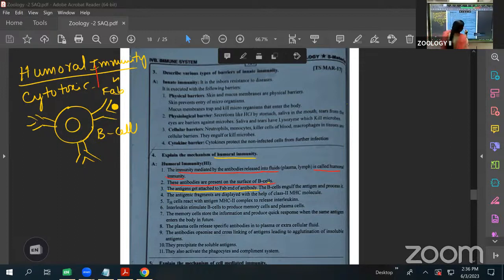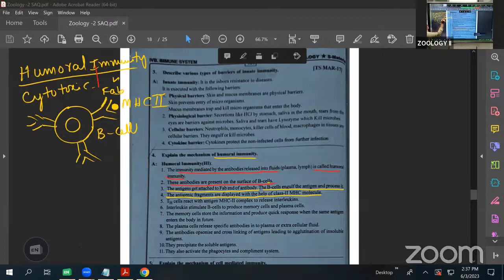The B cells engulf the antigen and they get processed here. Next, the antigenic fragments are displayed with the help of the MHC2, the major histocompatibility complex class 2. The B cells first take the antigen by the FAB.